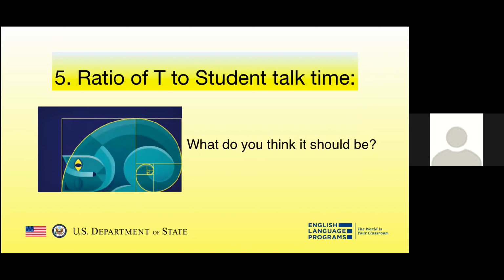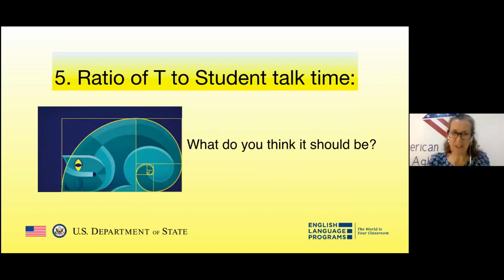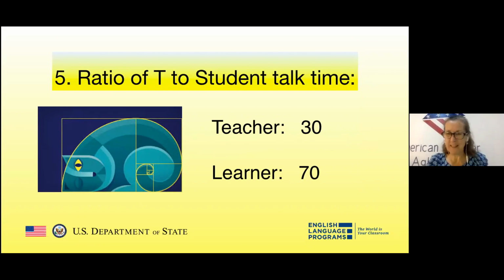So what do you all think the ratio of teacher to student talk time should be? It may differ from the reality, right? Well, that ratio should be 30% the teacher and 70% the learner. So that's what we have to aim for, seeing that our classrooms are places where I only talk 30% of the time.